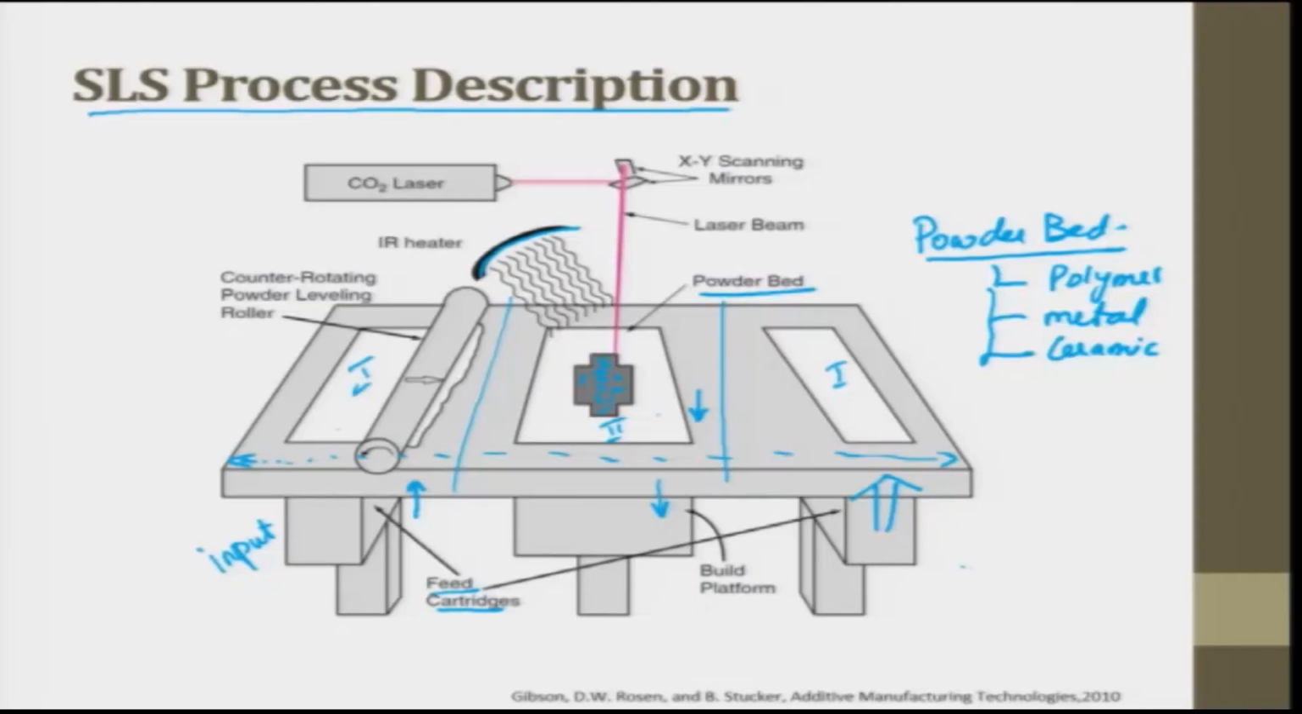In order to remove this, we always apply IR heat. This IR heat is to remove moisture and also to keep the base layer not cured, or semi-cured. Then comes the next layer on top of it. So the selective laser sintering process, this is what happens.